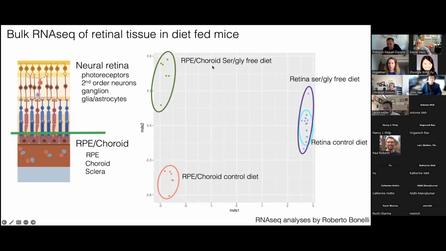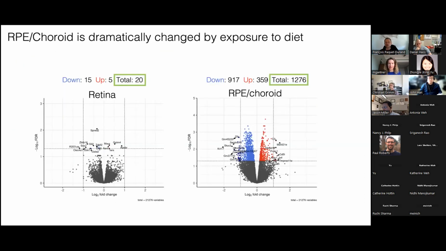However, when we look at the RPE choroid, there's a huge distinction between the RPE choroid of the serine glycine free fed animals and the control diet animals. It's almost the same distance as the RPE is from the retina. You see the RPE is changed by this diet. This was very dramatic, and it's also reflected in the number of genes that are significantly impacted. In the total retina, we saw only about 20 differentially expressed genes, whereas in the RPE choroid tissue, there were nearly 1,300 differentially expressed genes. So a huge proportion of the RPE choroid's transcriptome was altered by this several month feeding of the serine glycine free diet.